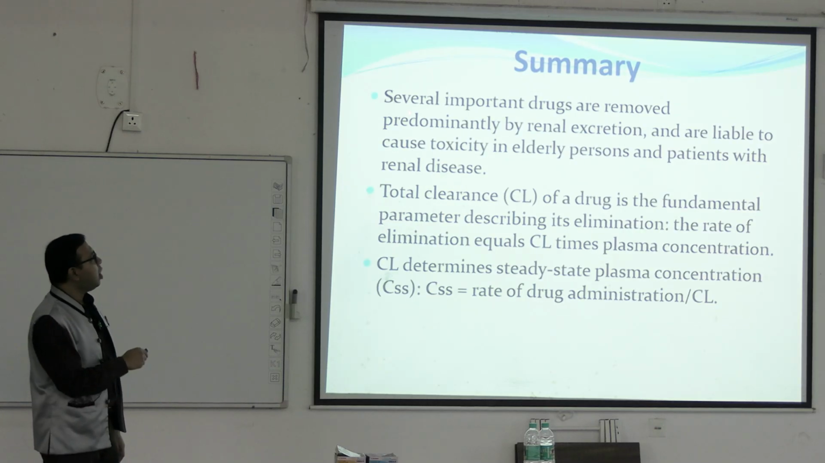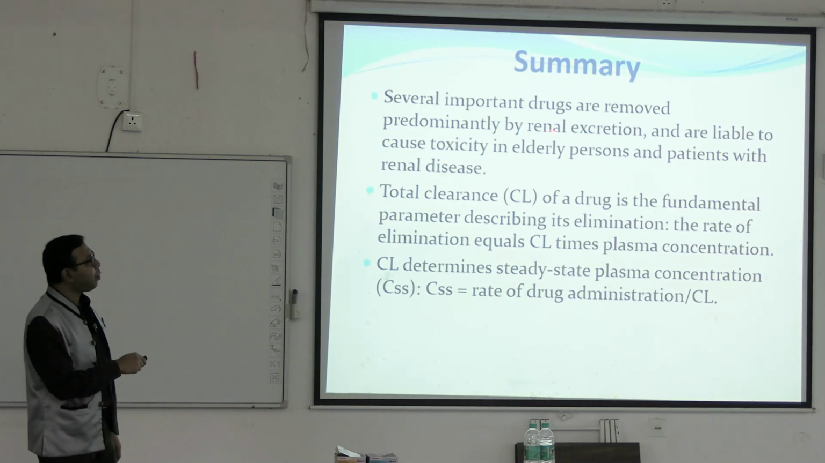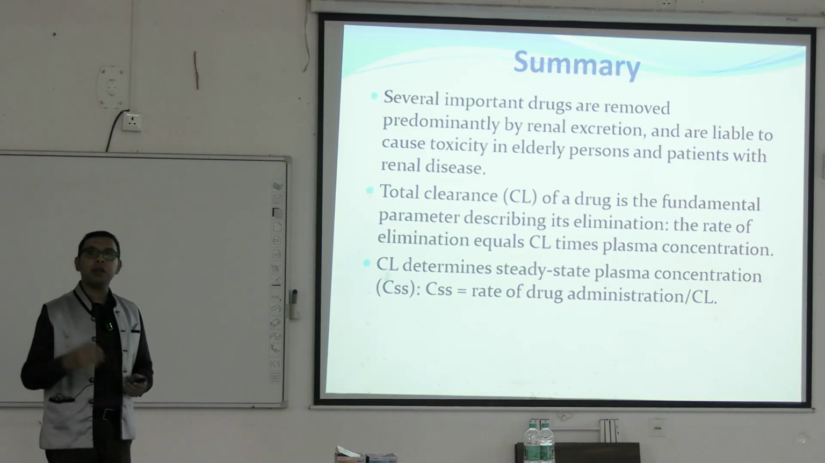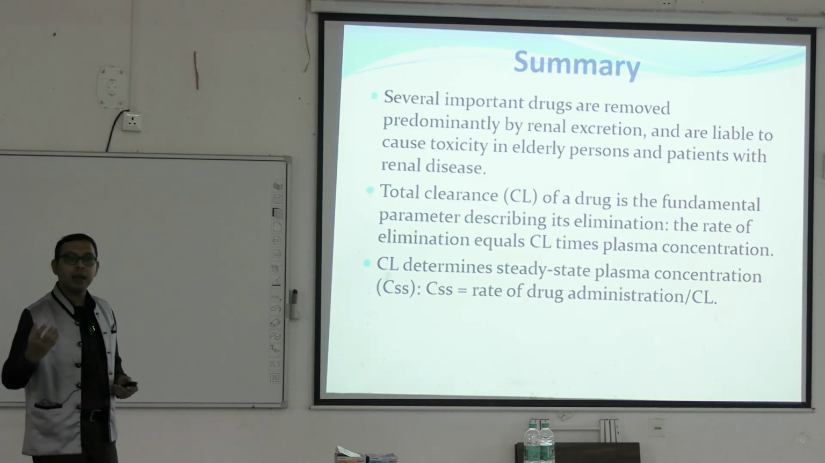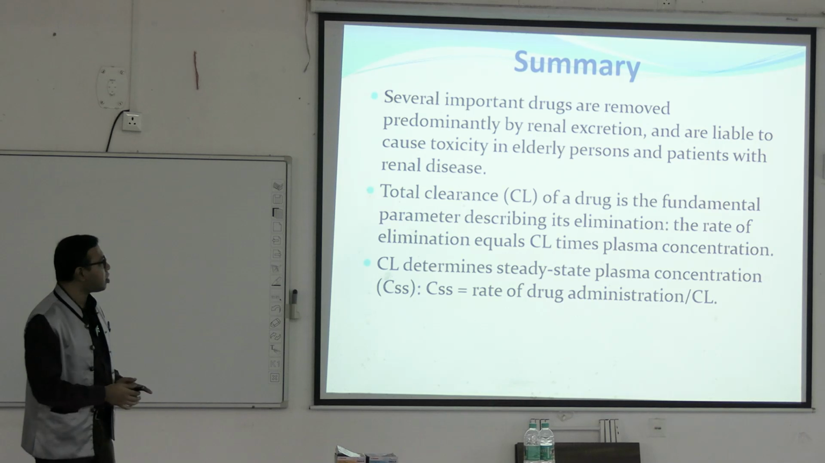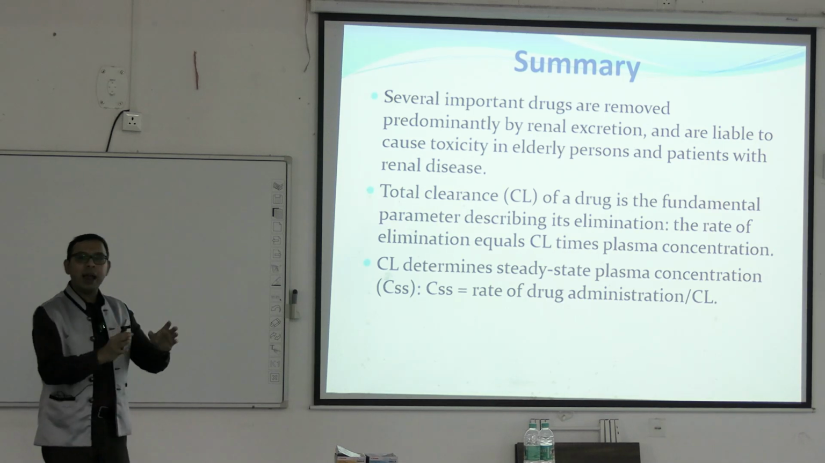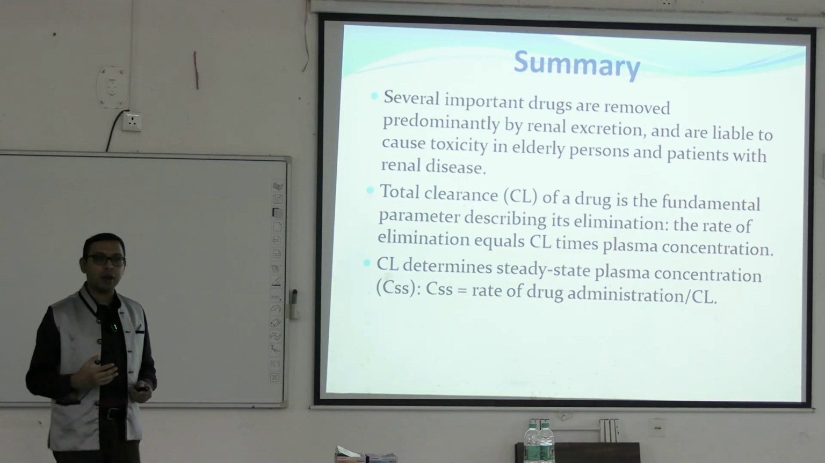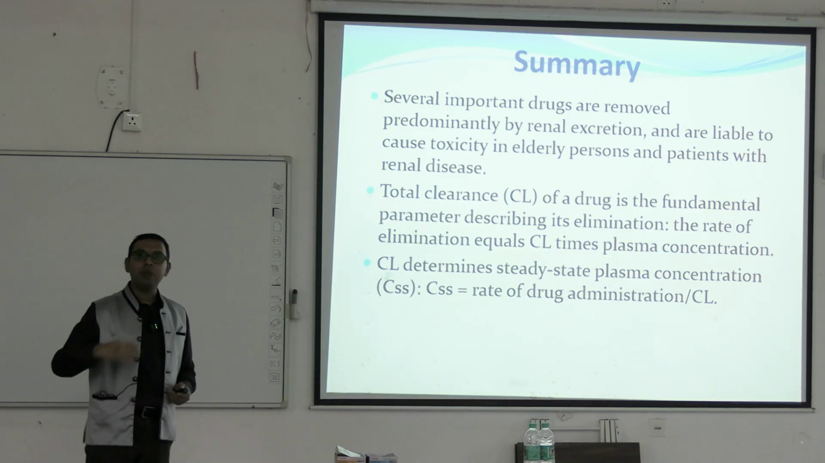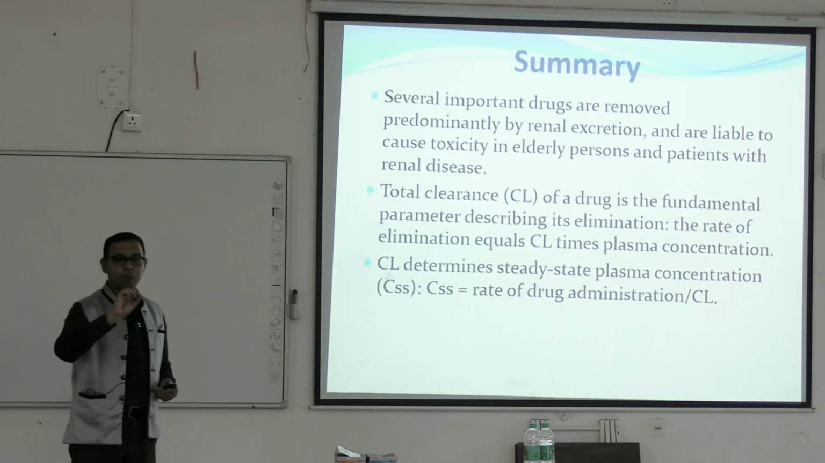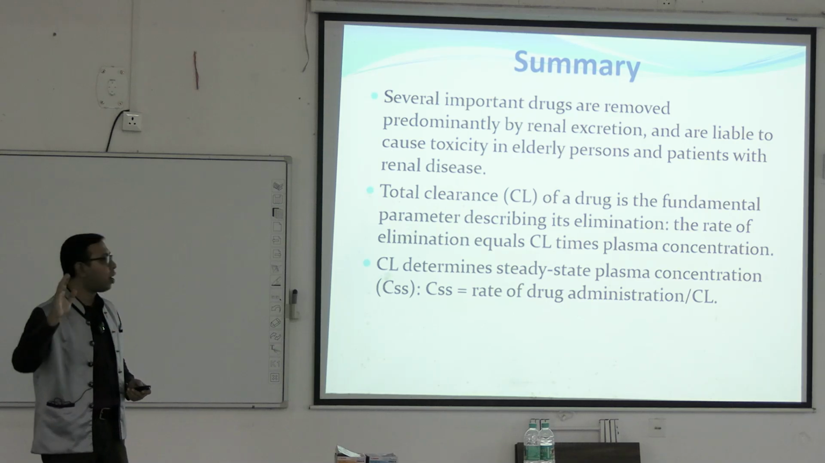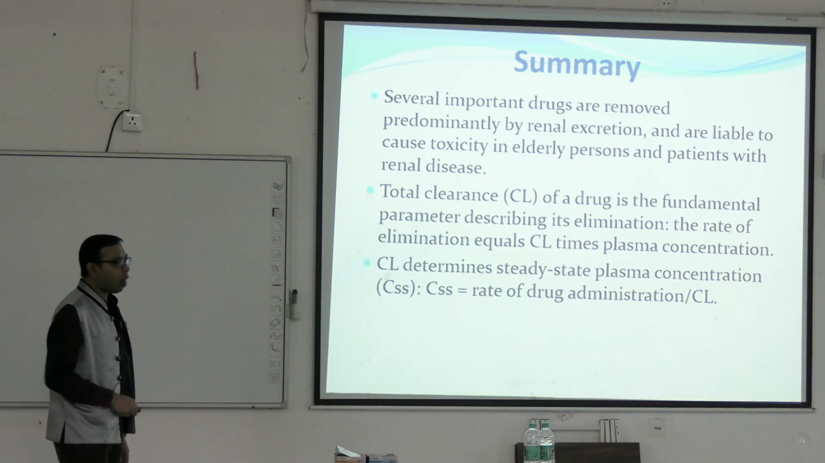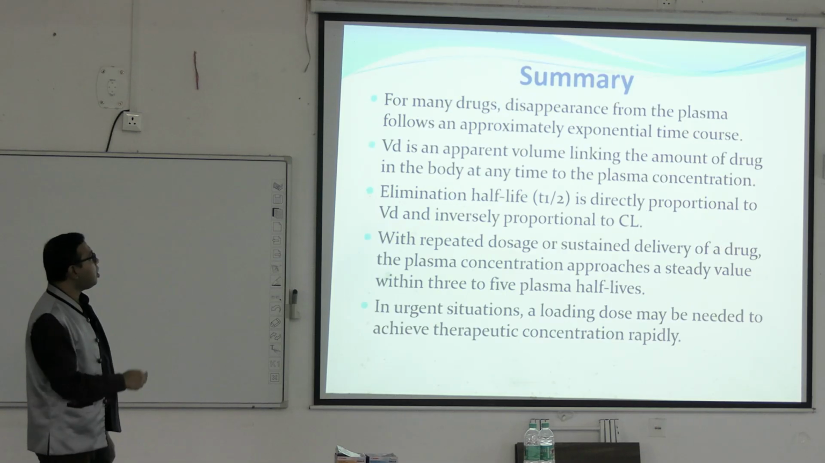Several important drugs are removed predominantly by renal excretion, and again toxicity may be seen in case of the elderly person, because in the elderly the renal function gradually decreases. Total clearance, ultimately clearance in different compartments. So ultimately in the realistic situation, the drug is eliminated from different areas and clearance is the summation of clearance from different areas. So clearance determines the steady state plasma concentration.